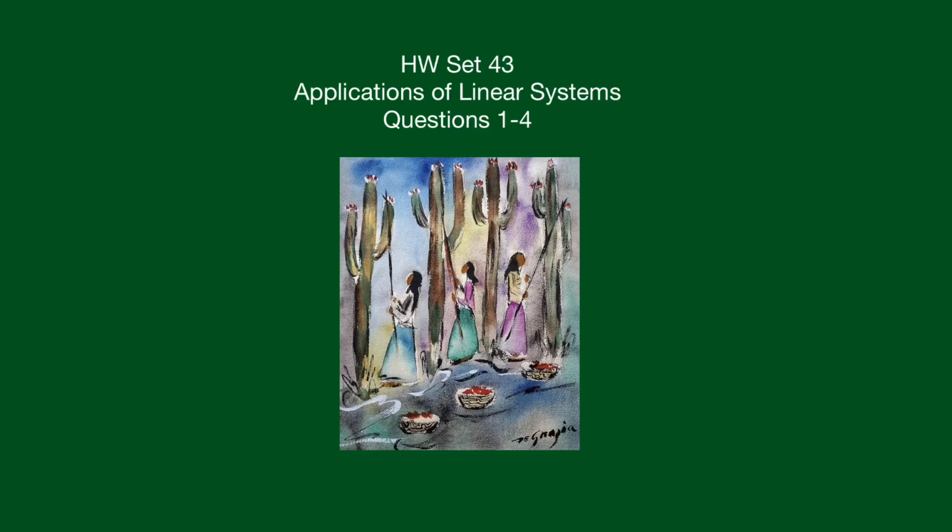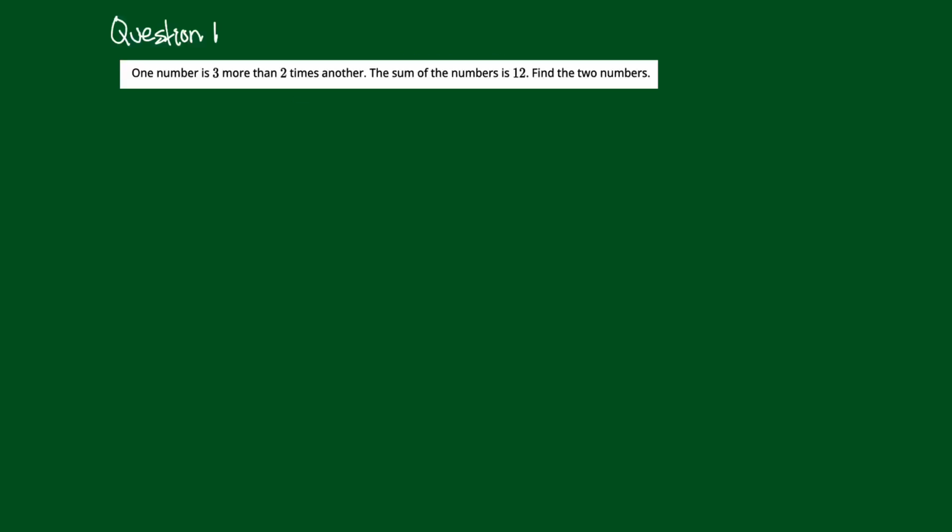Homework set 43, this is applications of linear systems. Question 1 says that one number is 3 more than 2 times another. So apparently we've got two numbers. One is 3 more than 2 times another. And then you know this, that the sum of the numbers is 12. Find the two numbers. Okay, so here's what I'm going to do.